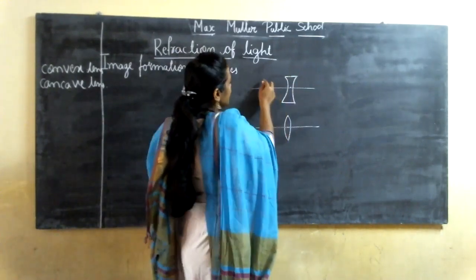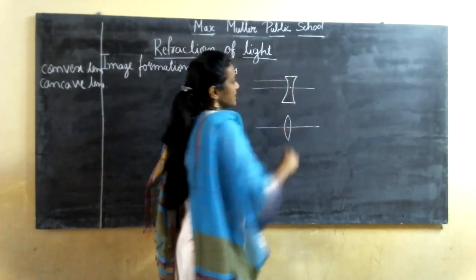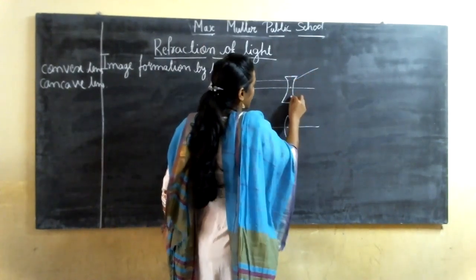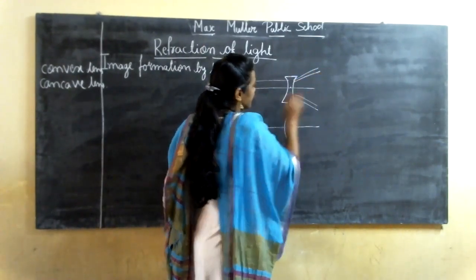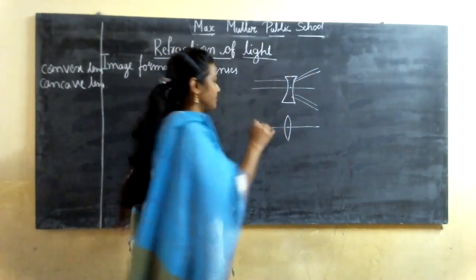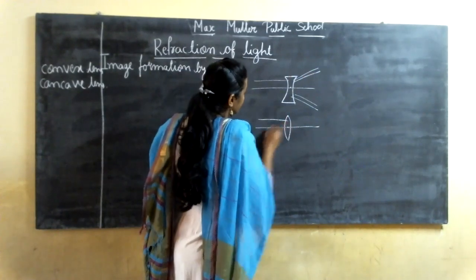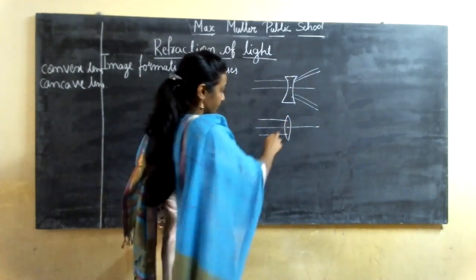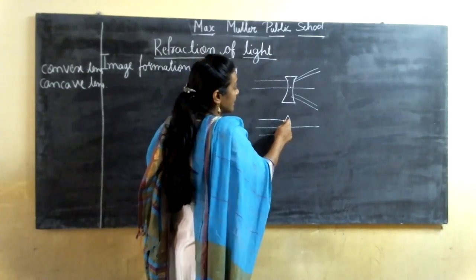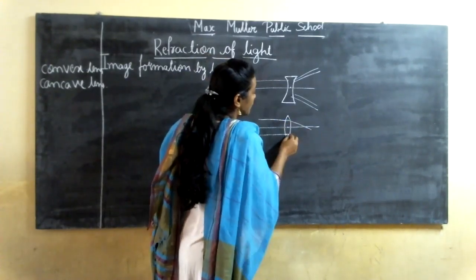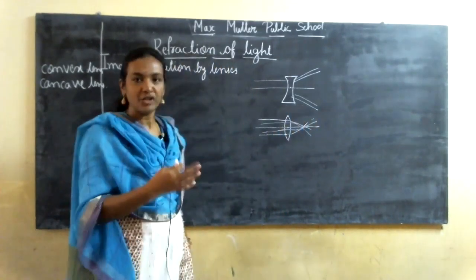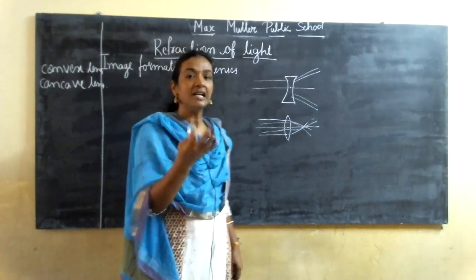So what does diverging mean here? Whenever the light rays hit the lens, they go like this. You can call this a diversion, right? And what does converging mean? Whenever the light rays come to the lens, when they refract, they are going to converge. This is what I meant whenever I use the words converging and diverging.